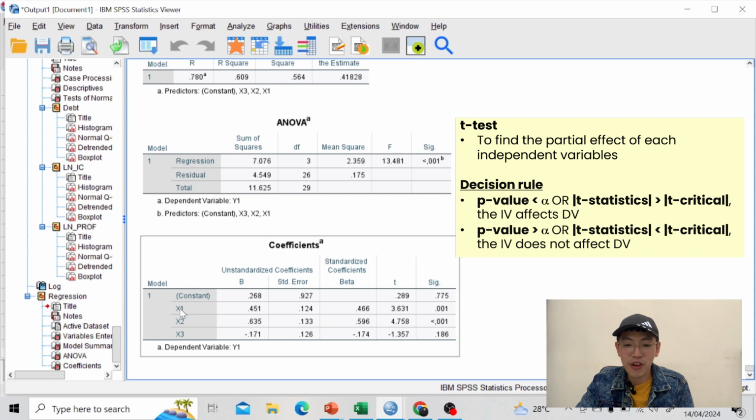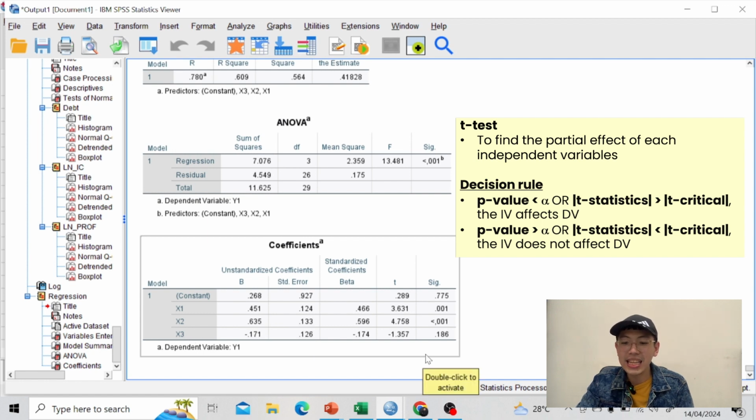In this case, the x1 p-value is 0.001. It is less than 0.05. We can conclude that x1 affects y1 or the dependent variable. How is the effect? The effect is positive since the coefficient of the B is positive. x2, the p-value is less than 0.001. So we can conclude as well that x2 affects y1. And the effect is positive as well since the coefficient here is positive.